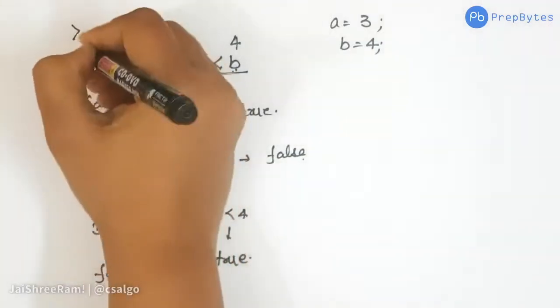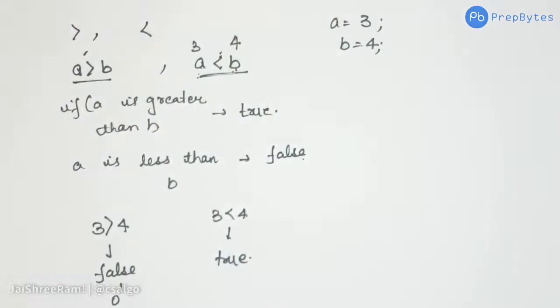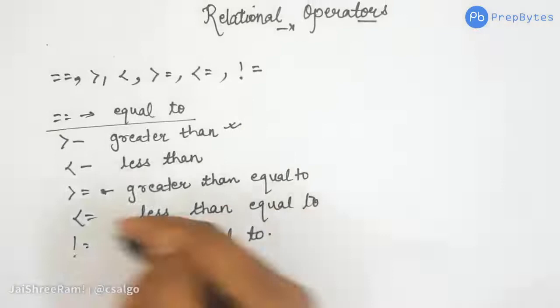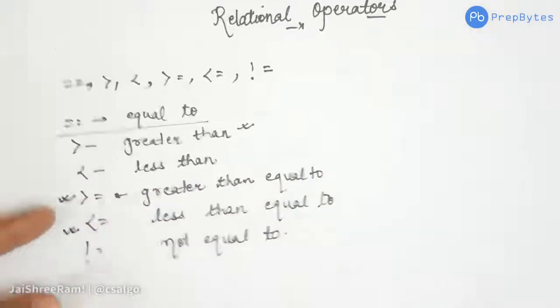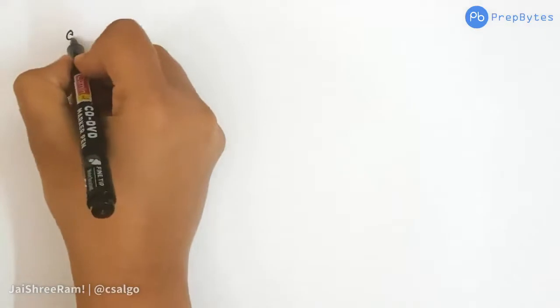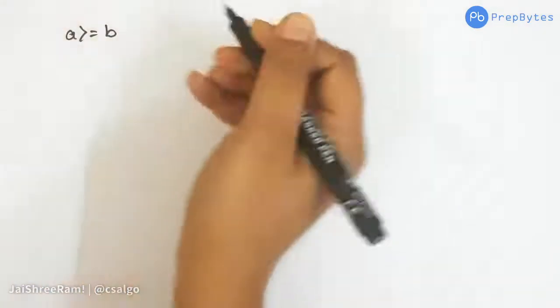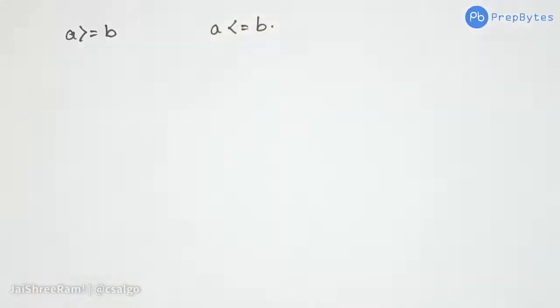So this is the use case of greater than and less than. Apart from greater than and less than, we had greater than or equal to and less than or equal to. So in this particular case, what happens if we write something like A greater than or equal to B, or let's say I perform an operation A less than or equal to B.